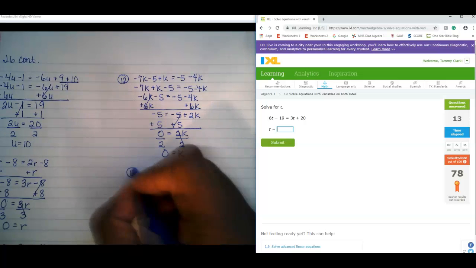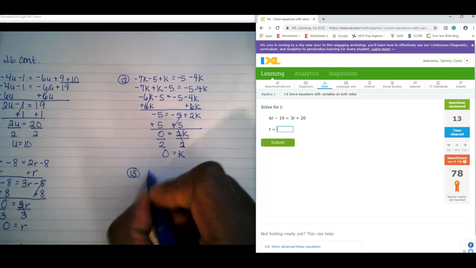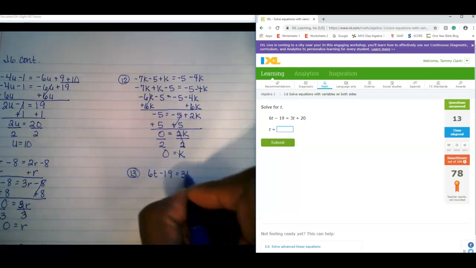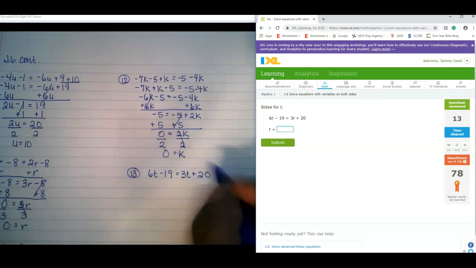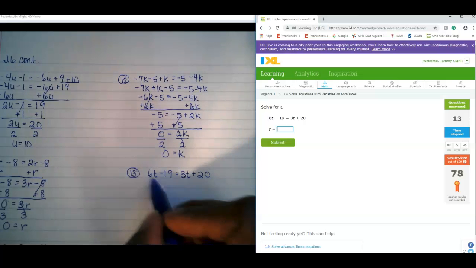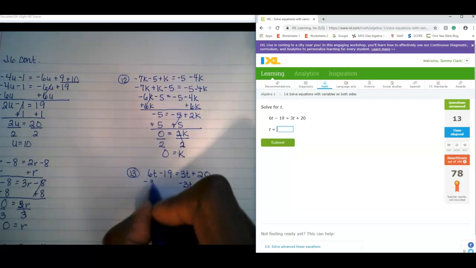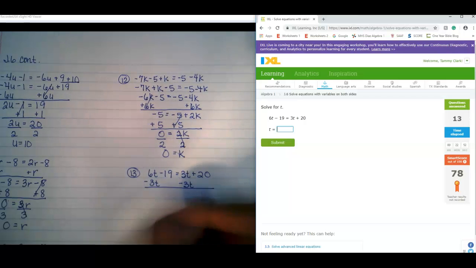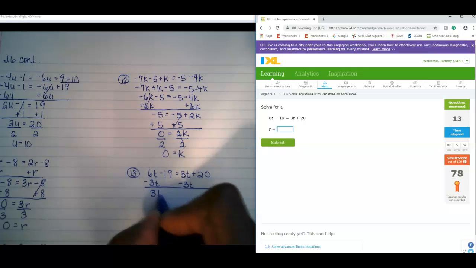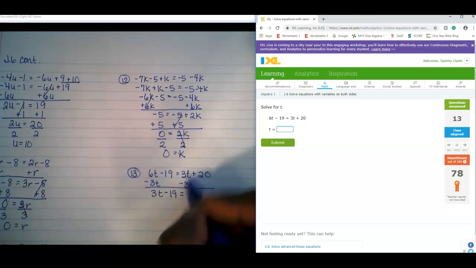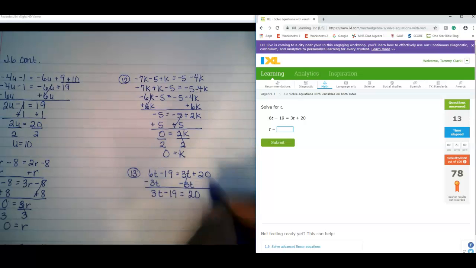Let's go ahead and look at number 13. So we have 6t minus 19 is equal to 3t plus 20. 3 is smaller than 6, so we're going to subtract 3t from both sides of the equation. And that leaves us with 3t minus 19 is equal to 20.